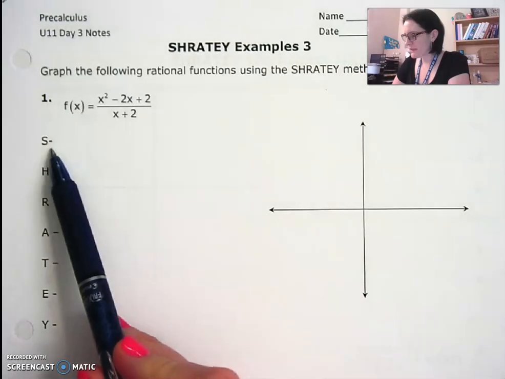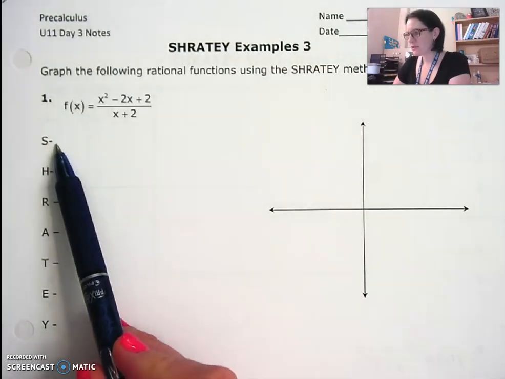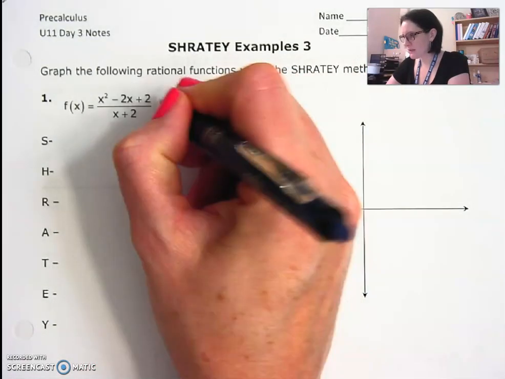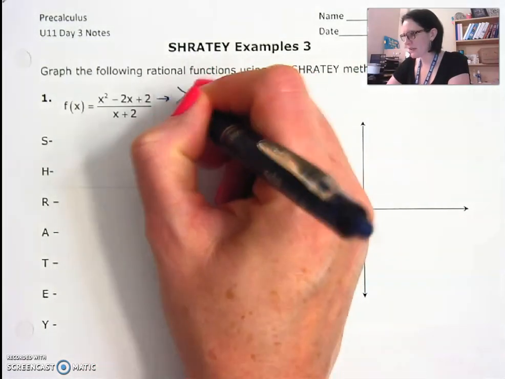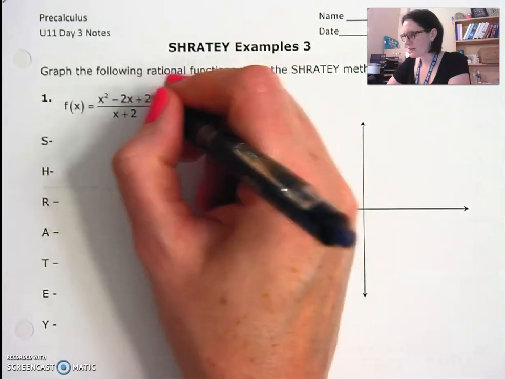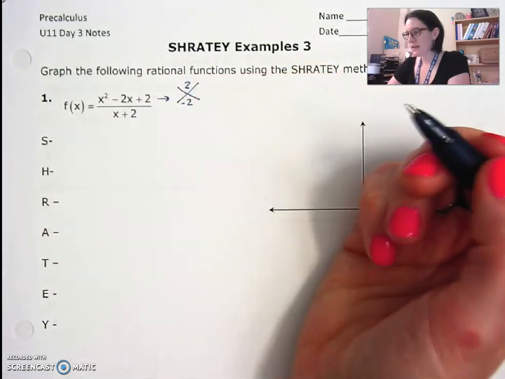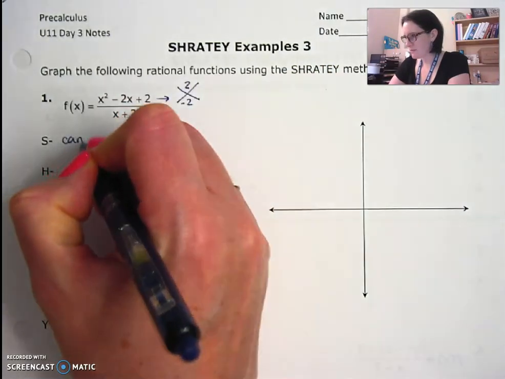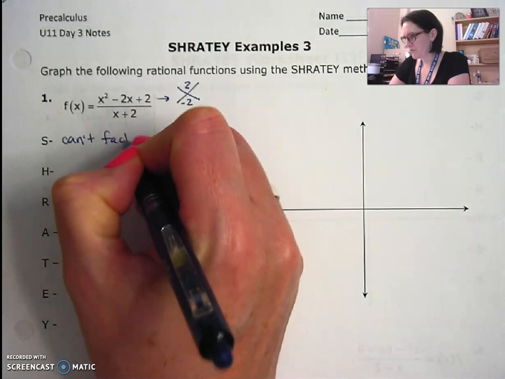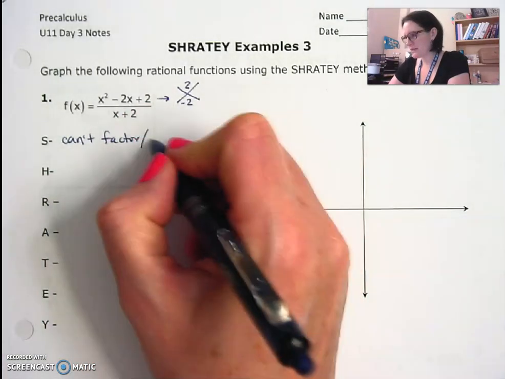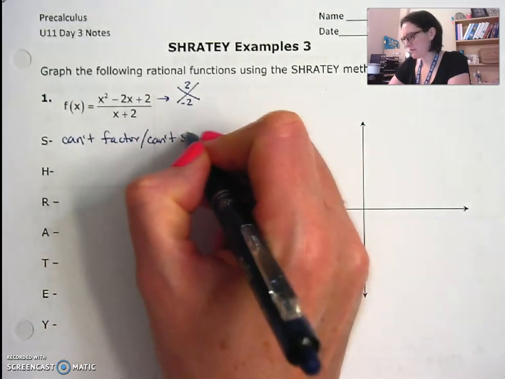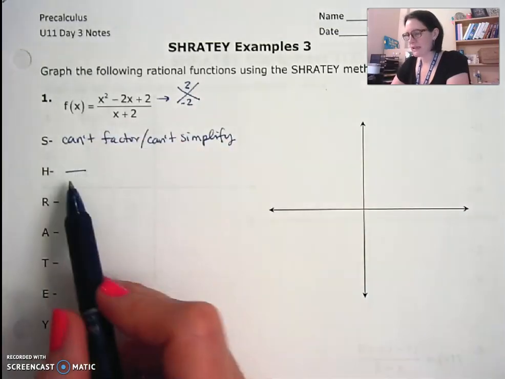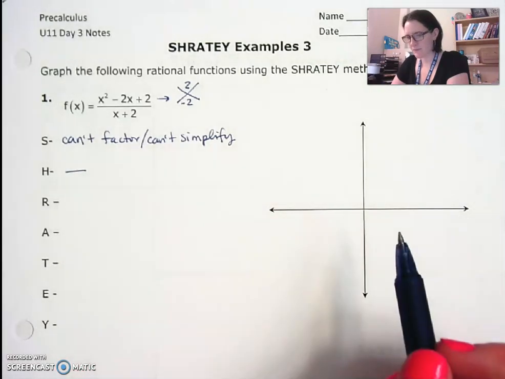So the S is for simplifying. That means we want to factor and then cancel common factors where possible. So we start by looking at the numerator and seeing if it can factor. What multiplies to 2 and adds to -2, and nothing will work. So that means the numerator can't factor, and therefore it can't simplify. And therefore, again, there's not going to be any holes or discontinuities in our graph.